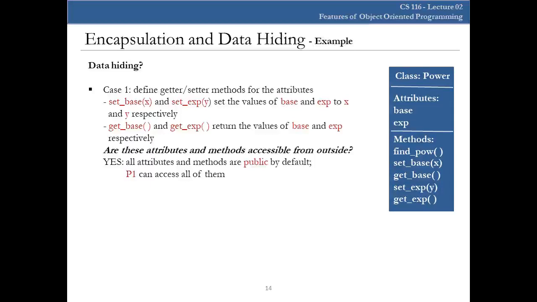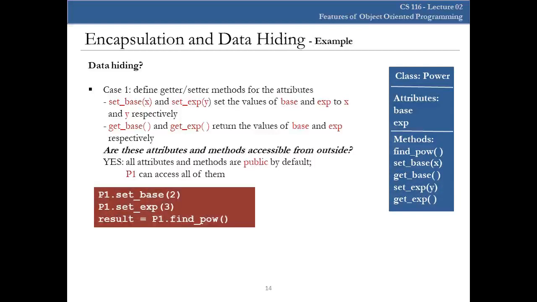Now let me give you an example. Let's suppose we are just using these getter setters to access these attributes. So I would write p1.set_base(2). This is a setter function. It will assign base = 2, and p1.set_exp(3). This will assign a value 3 to exp, right? Now if I call this function find power, it will return me 2 raised to power 3, right? So this is absolutely fine.